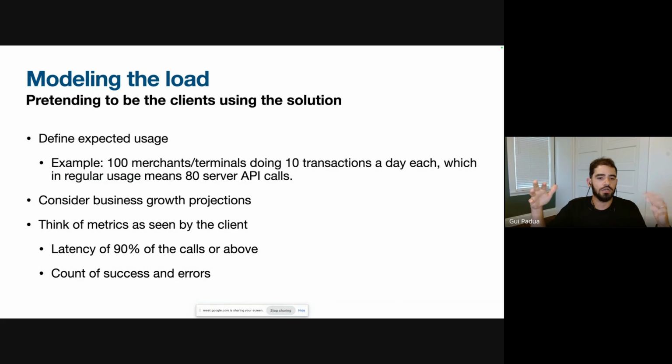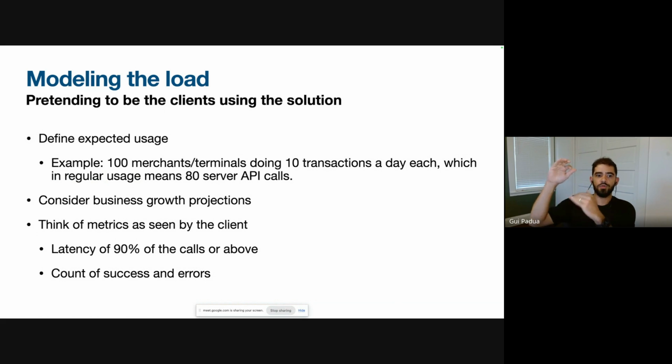Oh, we will have 100 merchants doing 10 transactions a day. And those merchant devices might come up to like 80 API calls a day. Right? So you come down to some numbers of what the traffic will look like based on the usage. We had many different APIs that were being called at different moments depending on the usage. But there is a pattern, right?